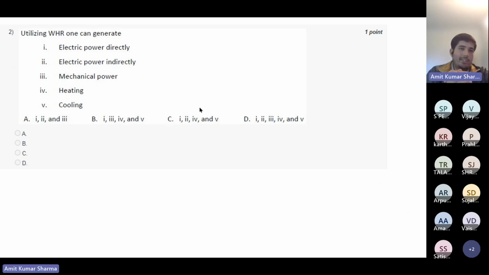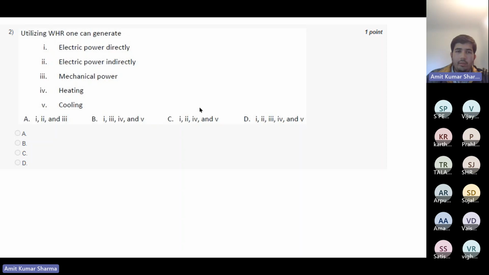Yeah, correct. It's a great discussion. So all options are correct. So we can also do cooling. Heating, cooling, mechanical power, electric power, directly and indirectly. So the correct option will be D. Waste heat can generate electric power directly or indirectly, mechanical power, heating and cooling. It depends on which technology we are going to use.